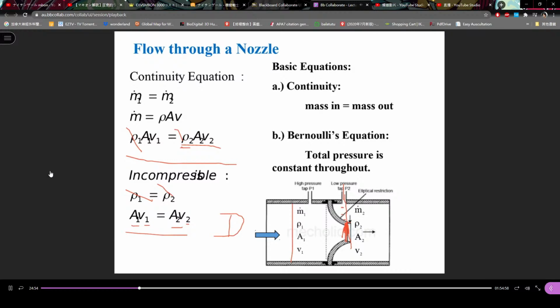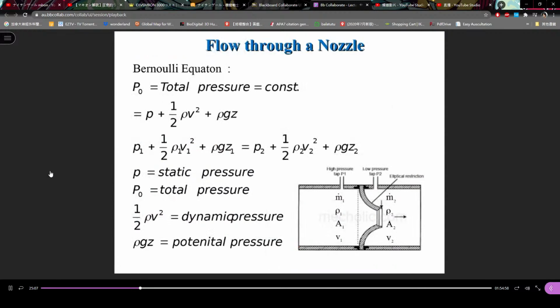So we have this continuity equation. In most cases of pipeline flow, you need to write the continuity equation first, and write the energy equation, say energy equation, Bernoulli's equation. What is the principle of Bernoulli's equation? Say total pressure or total energy must be constant.